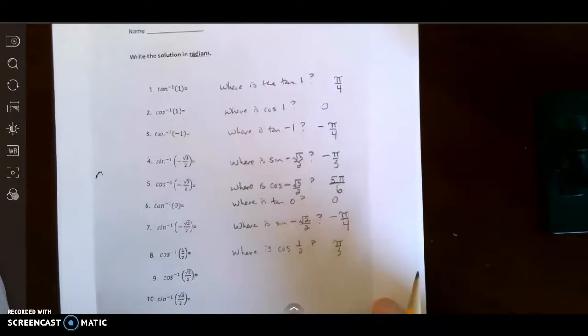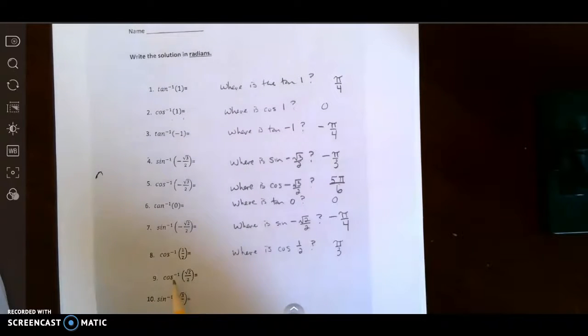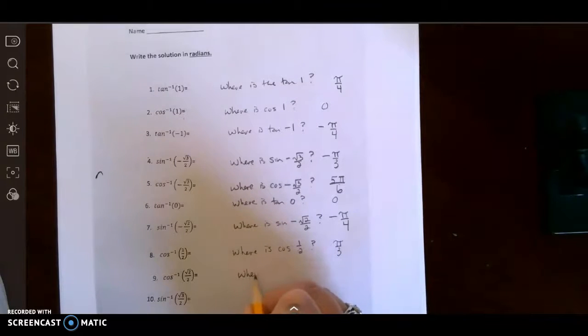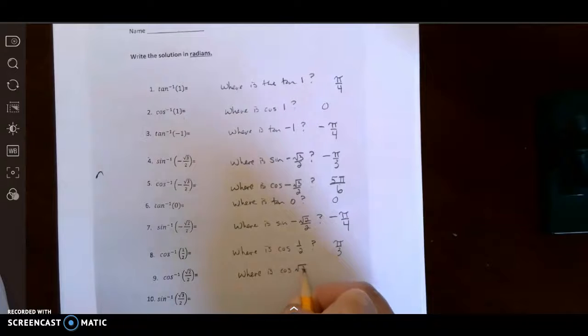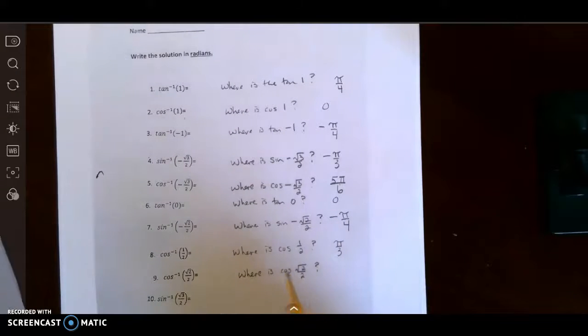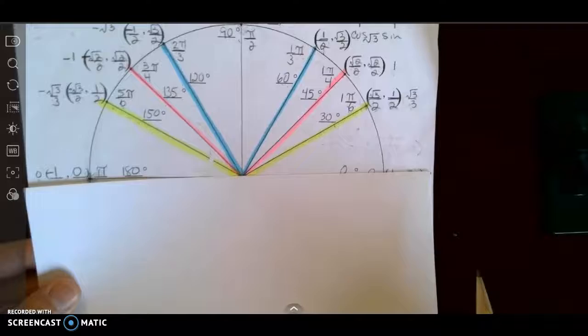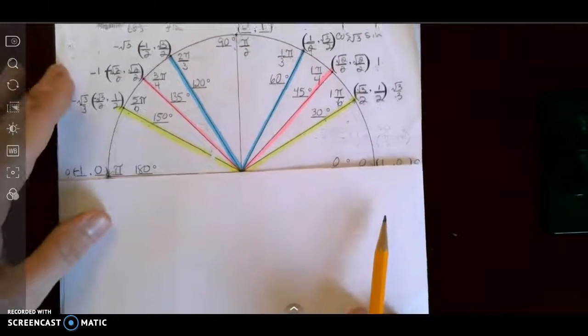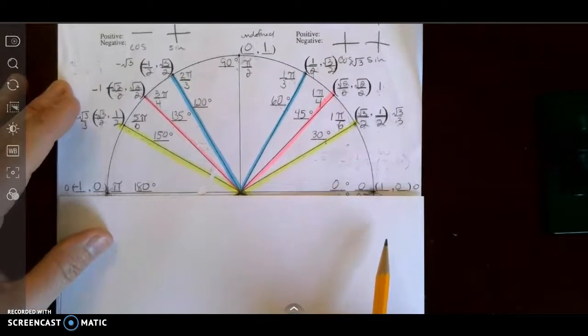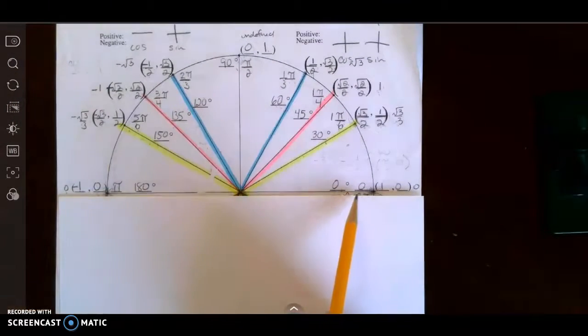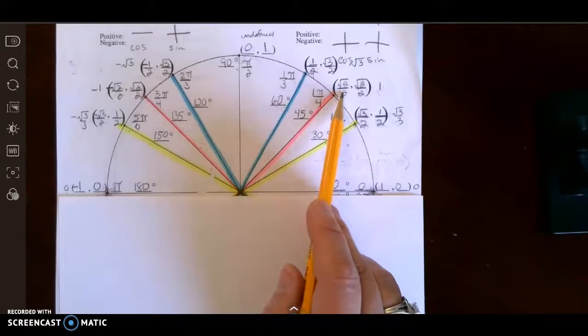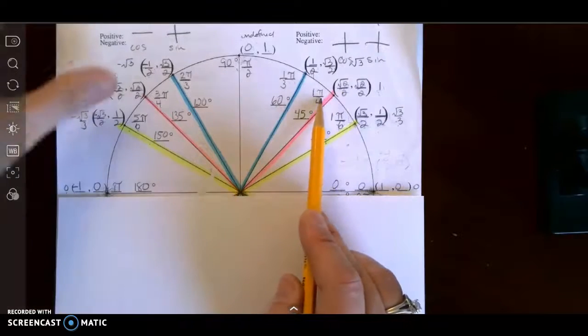Number 9, inverse cosine of the square root of 2 over 2. So where is cosine the square root of 2 over 2? That's my question. Cosine is limited to the top half, and for square root of 2 over 2, the x-coordinate is right here at pi over 4.